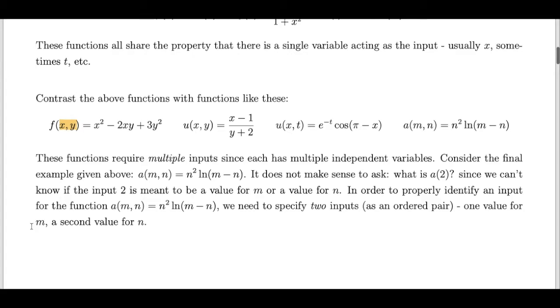In this paragraph, I try to just reiterate that point, that in order to evaluate these types of functions, we need to provide multiple inputs because there are multiple independent variables. Just as an example, think about this function a of m, n. It wouldn't make sense to ask what's a of 2 because I have no way of determining whether this 2 should be a value for the variable m or a value for the variable n. Instead, we need to specify two inputs, specifically two inputs as an ordered pair, one for the variable m and the next for the variable n.